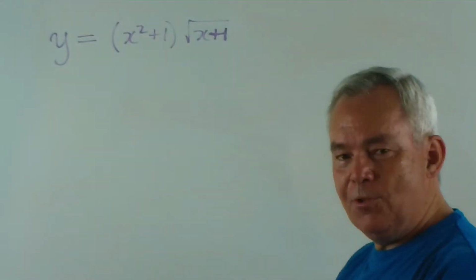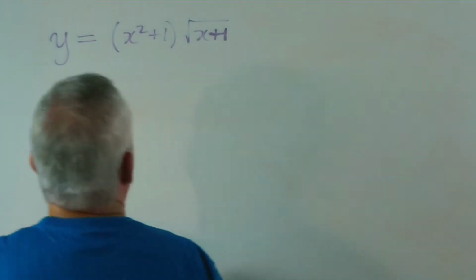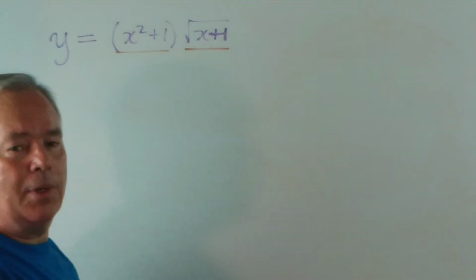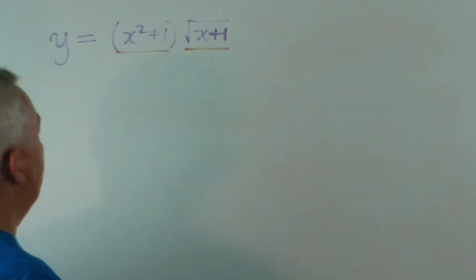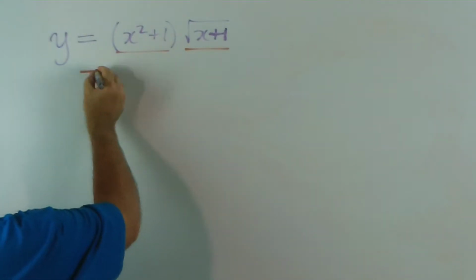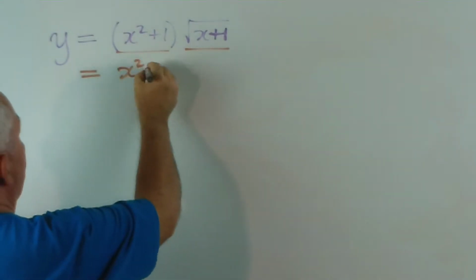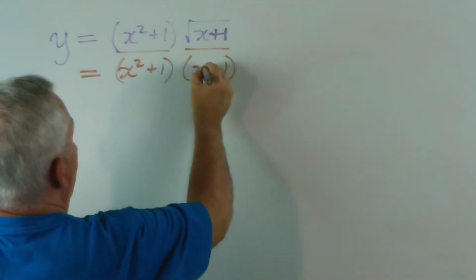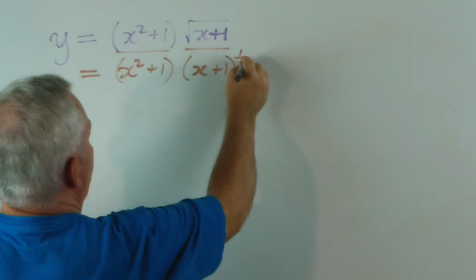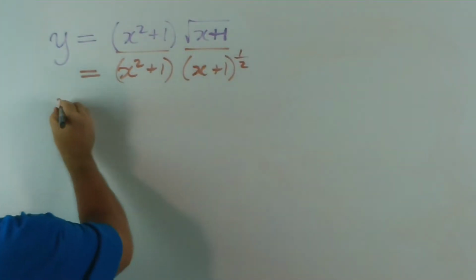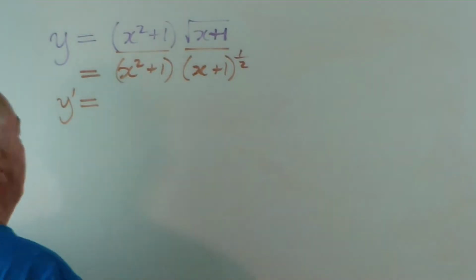Right, we're on the home stretch. Here we have a product again. So we know we're going to use the product rule to find the derivative, but we don't like radical signs. So we're going to rewrite this as a power. A square root, of course, is a power of a half. Now that we've written it in this form, we can find the derivative.